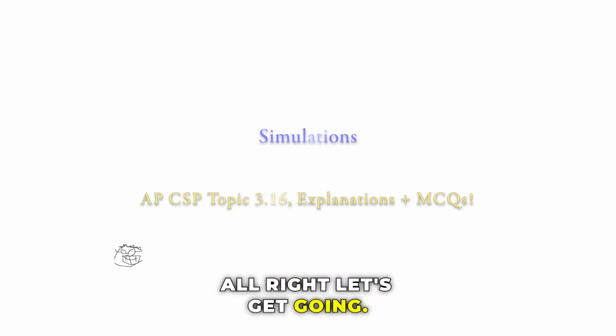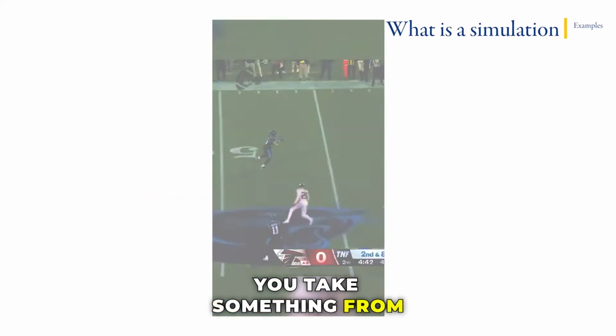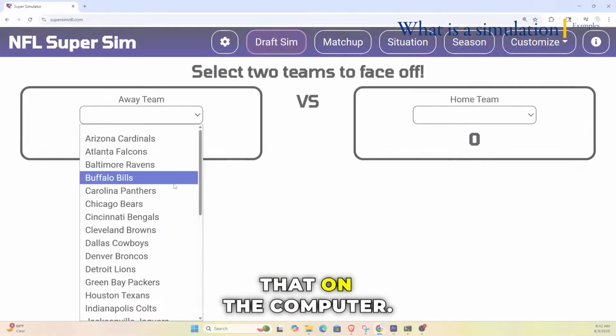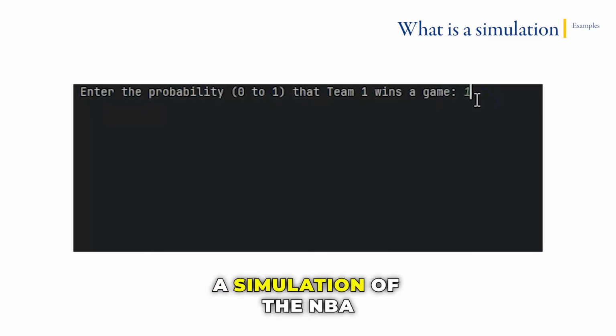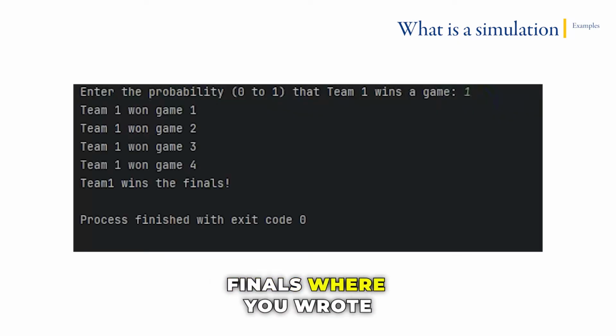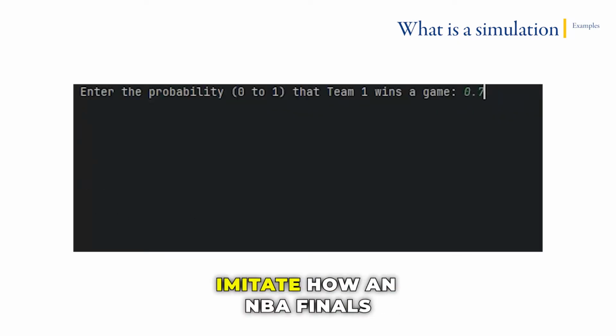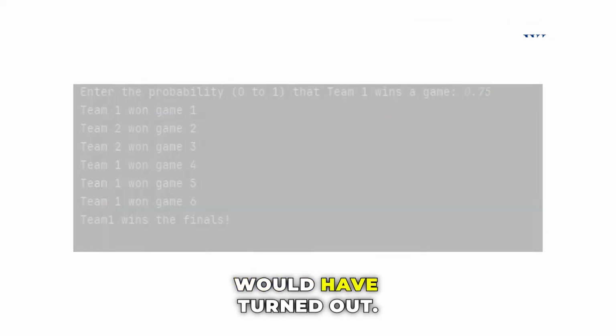Alright, let's get going. A simulation is when you take something from the real world and imitate that on the computer. If you took my class or did my labs, you did a simulation of the NBA Finals where you wrote a computer program to imitate how an NBA Finals would have turned out.